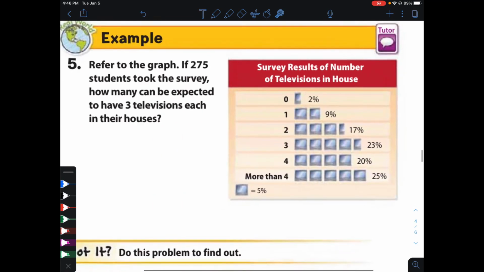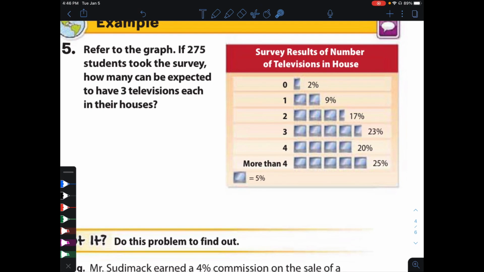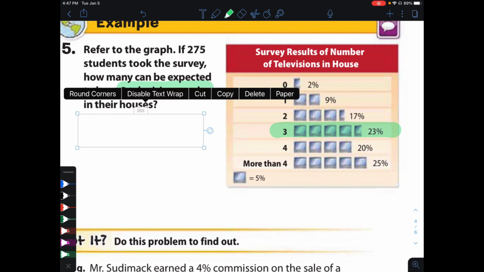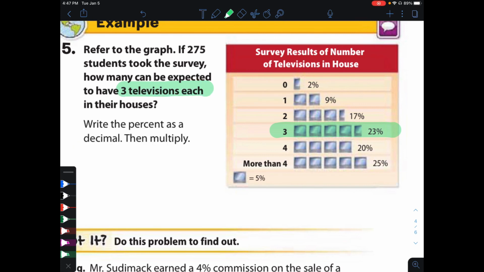So let's go back to the problem. If 275 students took the survey, how many can be expected to have 3 TVs each in their houses? So we're looking at the pictograph, and we are looking at this row right here because it's asking for 3 televisions in each house. So you have 23%. So all we need to do here is we simply write the percent first as a decimal, then multiply. We're using method number 2.